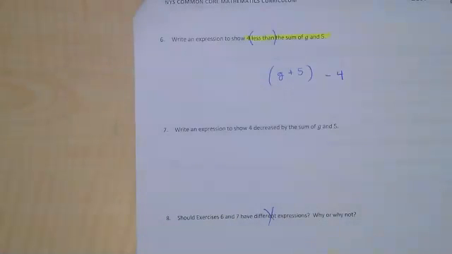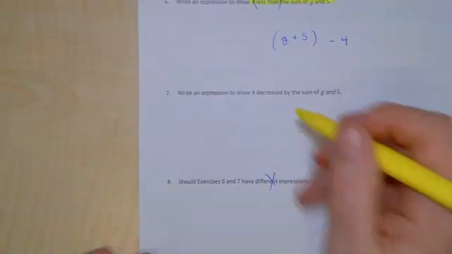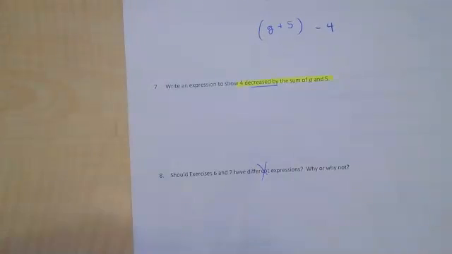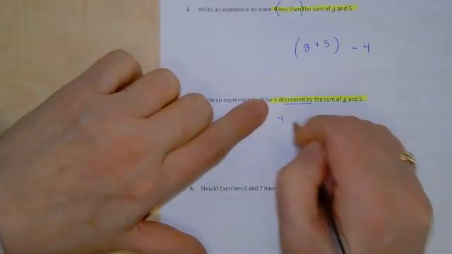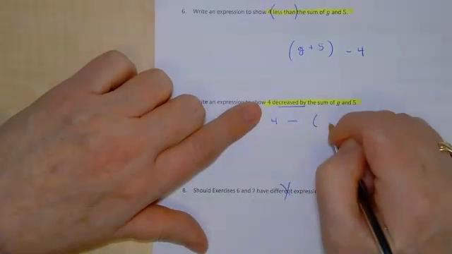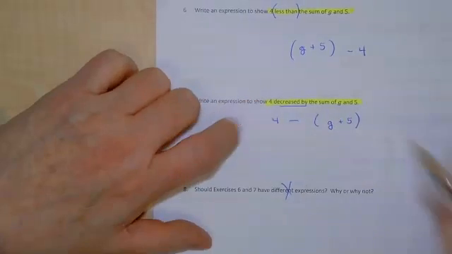Now, same numbers, but they write it a different way. Check this one out. 4 decreased by the sum of G and 5. What do you think decreased by means? Parker? Subtracting. It doesn't say less than, so we're not going to switch them around. It's going to be this. 4 decreased by the sum of G and 5.